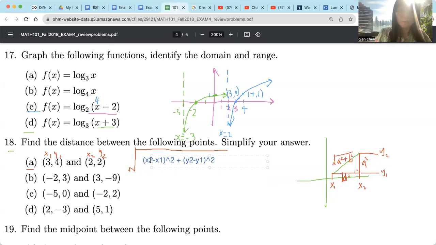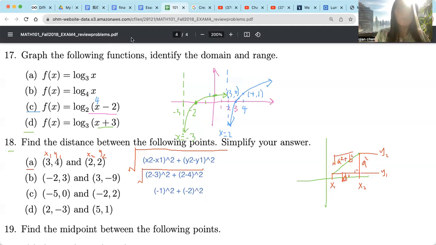Now let's plug in our values. So our x2 is 2, x1 is 3. Then square this plus y2 is 2, y1 is 4, 2 minus 4 squared. Okay, let's do step by step. Now I square root. 2 minus 3, that's -1. So -1 squared. Well, 2 minus 4, -2 squared.